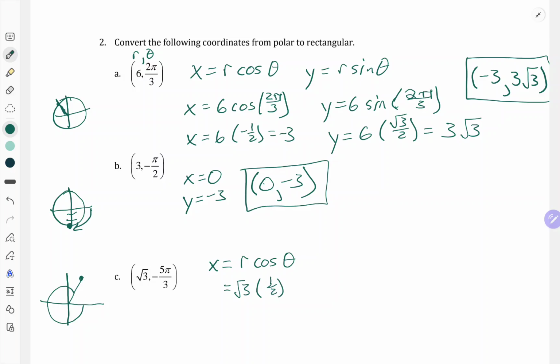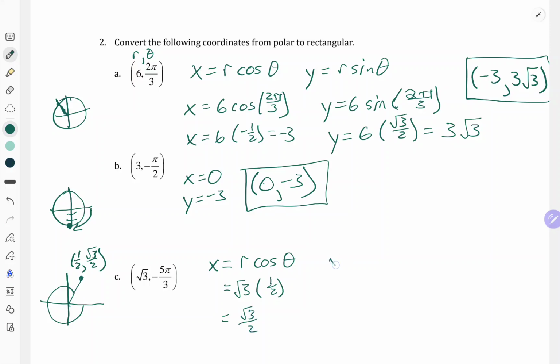So again, like knowing unit circle values, right, if this is at π/3 or this -5π/3, I'm going to get a coordinate on the unit circle of 1/2, √3/2. That cosine is going to correspond with that 1/2. So we would just get the x is √3/2.